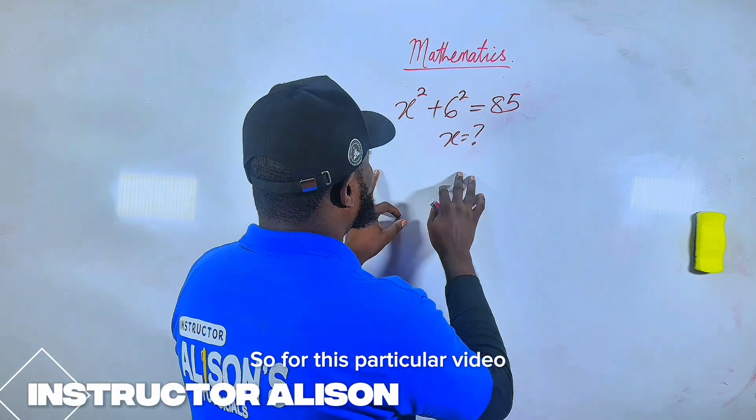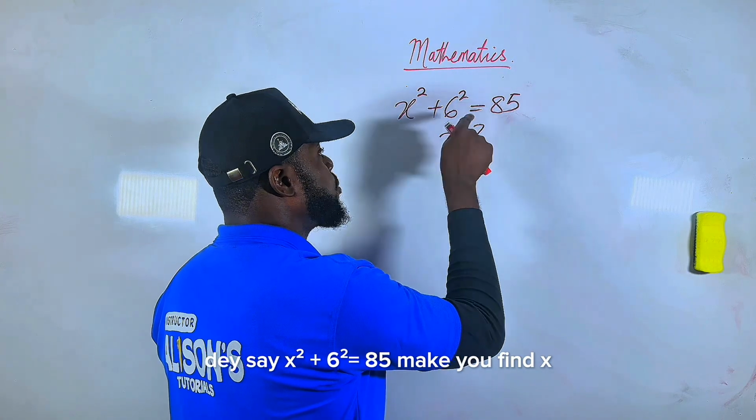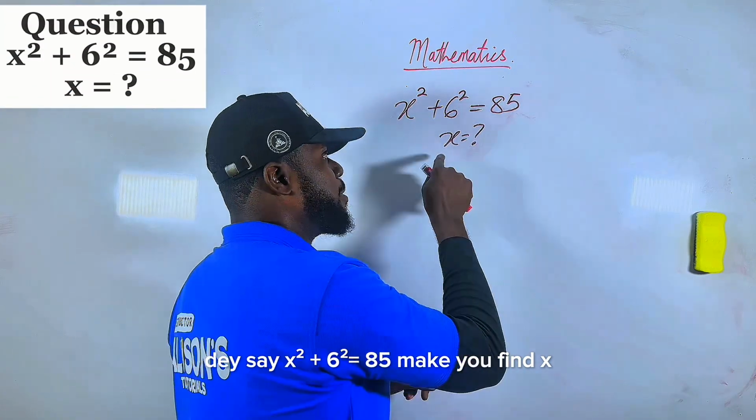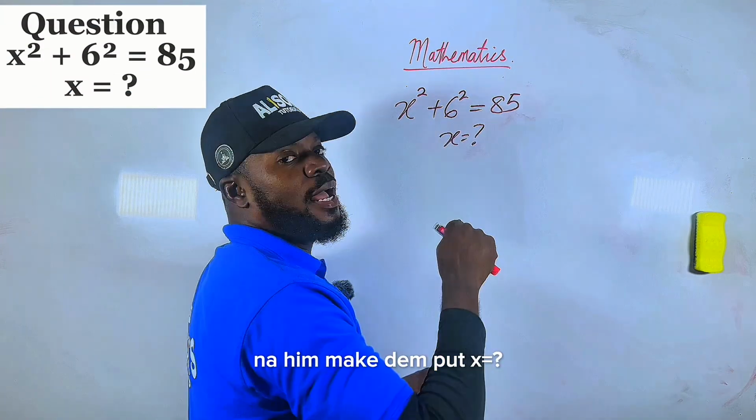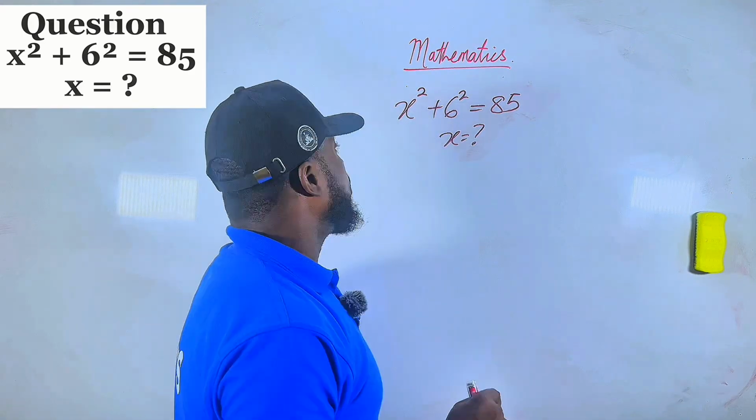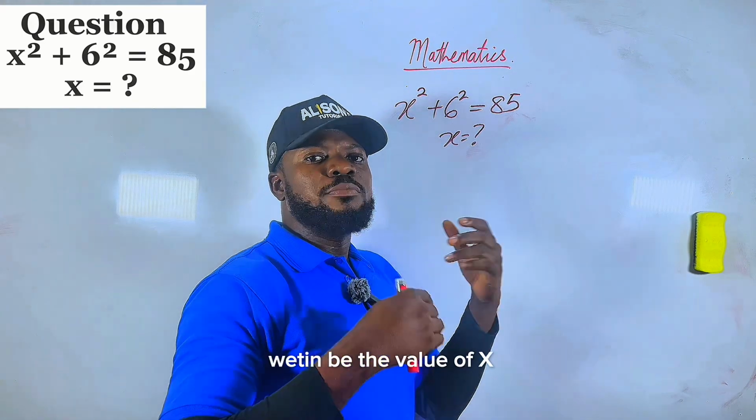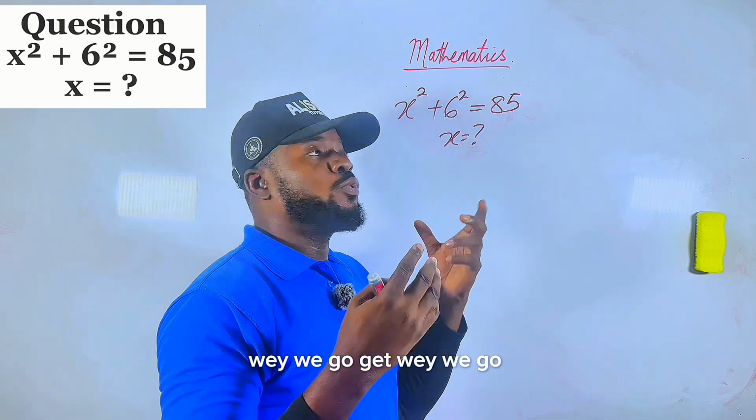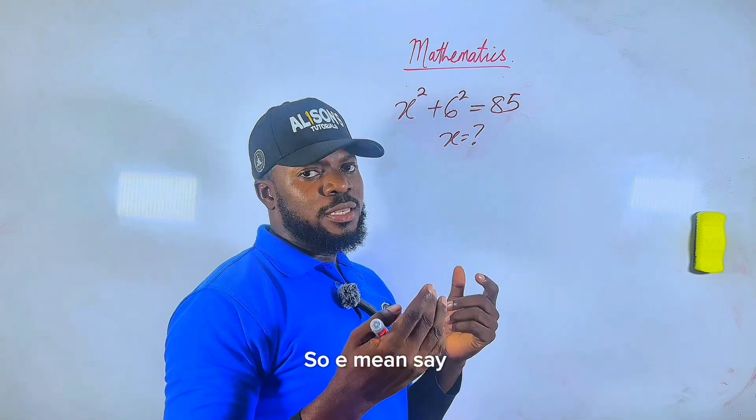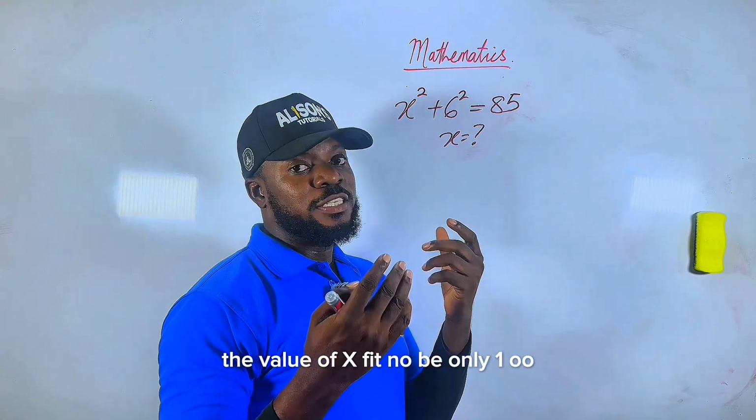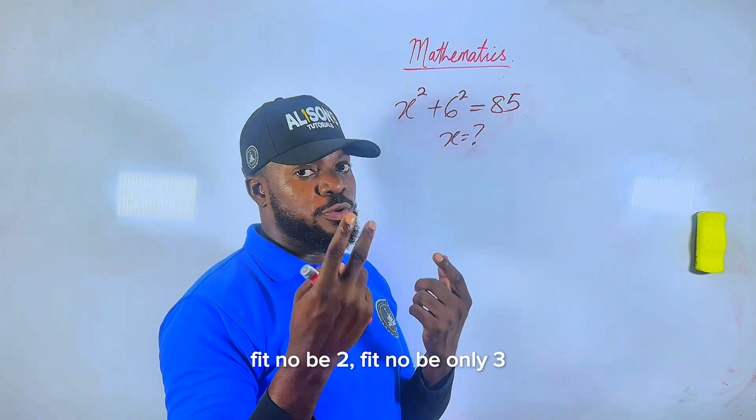So for this particular video, they say x squared plus 6 squared equal to 85. Make you find x. Now I mean they put x equal to question mark. I want to find this x. Or I feel you even put the question say, what will be the values of x we will get? We will satisfy this particular question. So it means say, as if they say like this, the value of x will not be only 1, will not be only 2, will not be only 3.